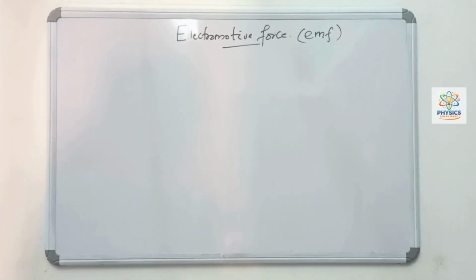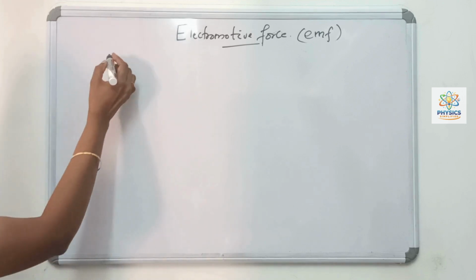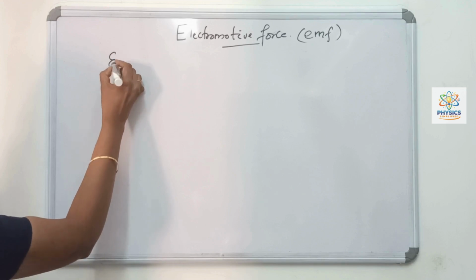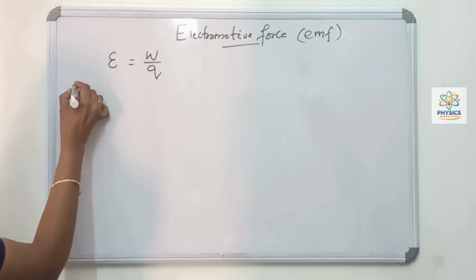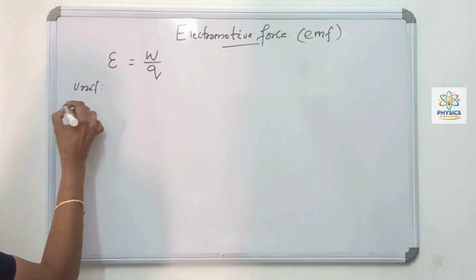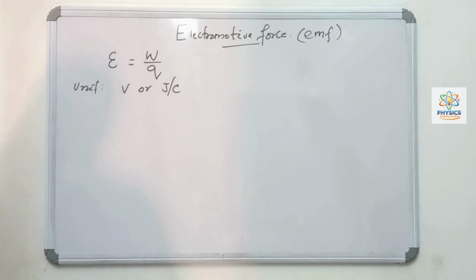Next topic is electromotive force. What is EMF? EMF is the potential difference between the positive and negative electrode of a cell when the circuit is open. EMF can be calculated by using the relation work done by charge. The unit of EMF is volt or joule per coulomb.